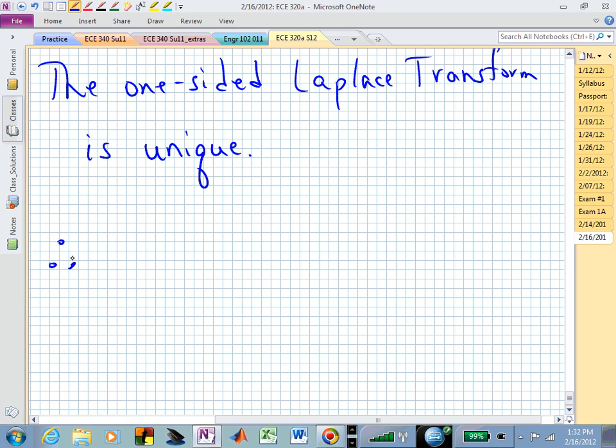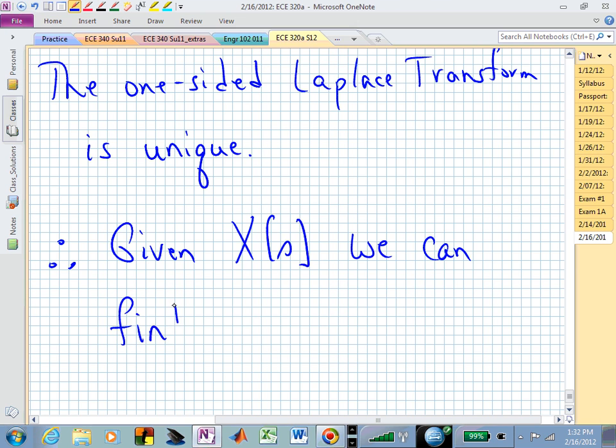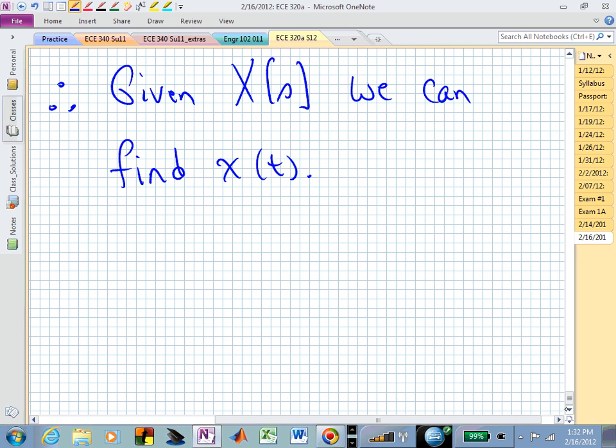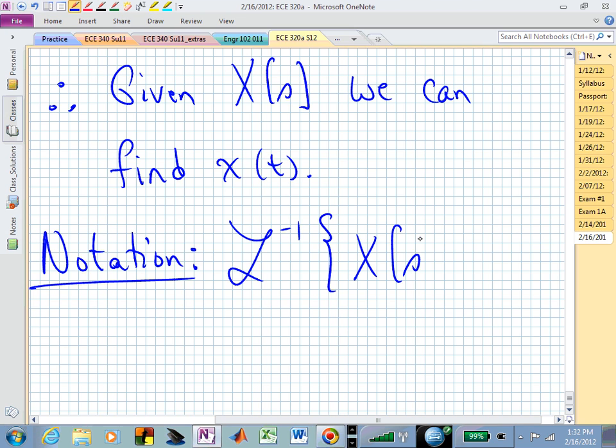So if somebody gives us capital X of S, we can find little x of t. And I think you can anticipate how we will denote that. We will now say the inverse Laplace transform of capital X of S will be called little x of t.